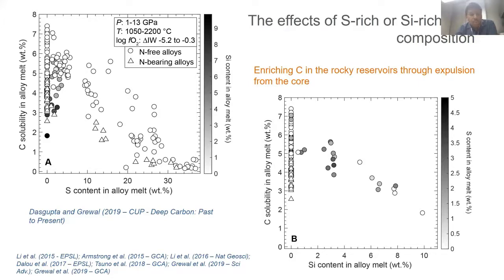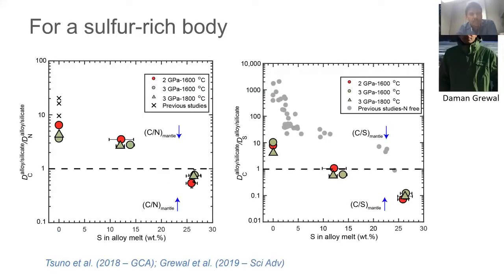So we wanted to expand on this hypothesis, and we did further experiments in a mixed volatile system, meaning in metal silicate systems that had carbon, nitrogen, sulfur, all of them. And we wanted to explore how the partitioning of carbon relative to nitrogen, or carbon relative to sulfur, varies as a function of, for example, the sulfur content of the core composition or the alloy melt.